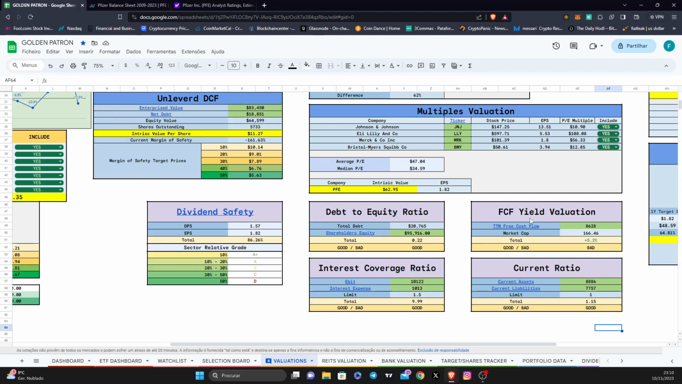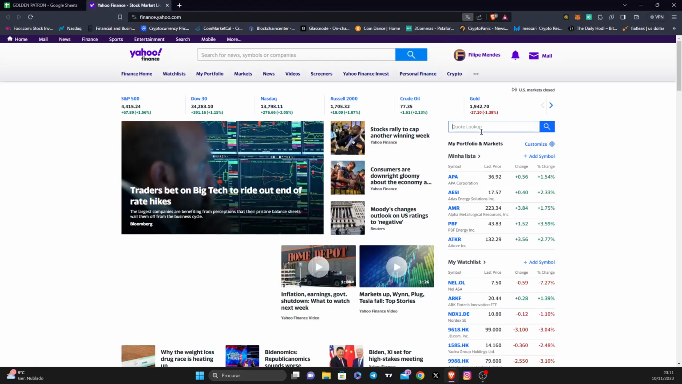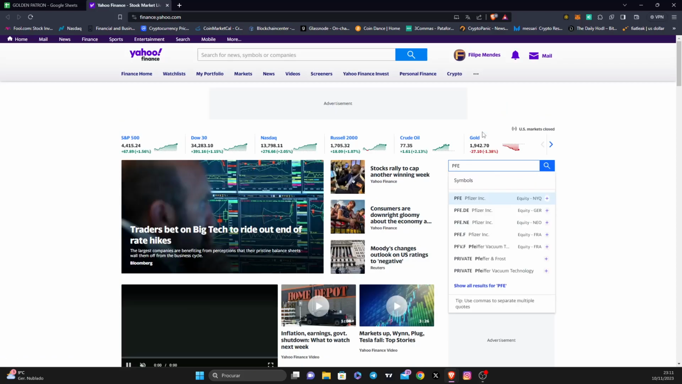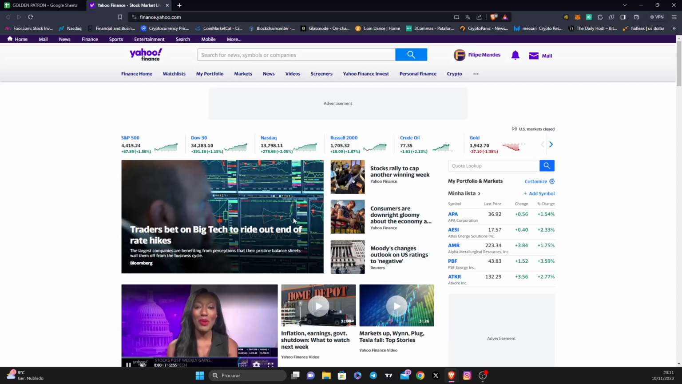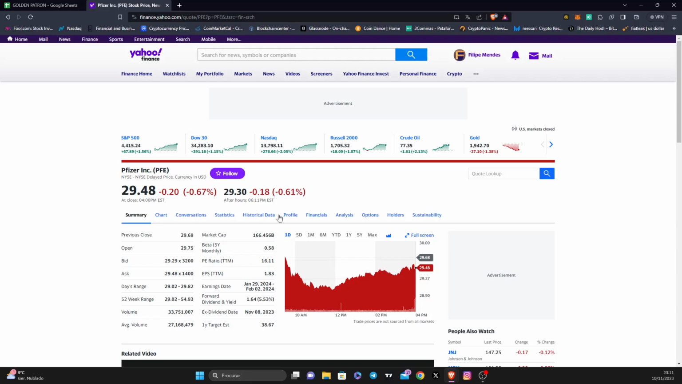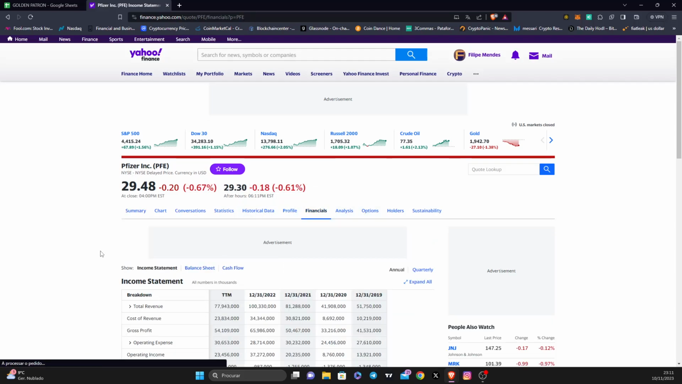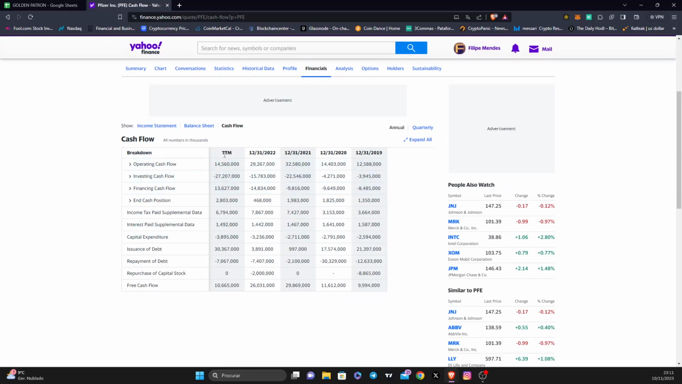So what we need to do is just get the free cash flow. I already had one in, but I'll just do it again. PFE, so stock ticker symbol. And now what we want is the free cash flow. We come to financials, cash flow, and we want the trailing 12 month, okay? So free cash flow, and we want this number right here, 10,665.